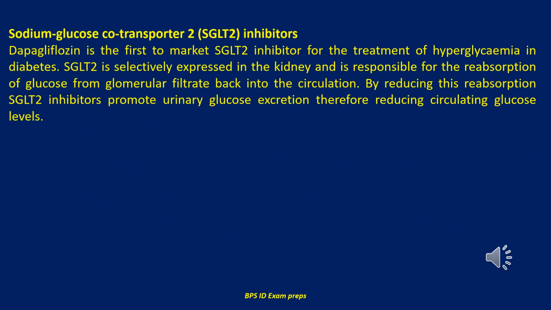Let's progress to sodium glucose cotransporter 2 abbreviated as SGLT2 inhibitors. Dapagliflozin is the first to market SGLT2 inhibitor for the treatment of hyperglycemia in diabetes. SGLT2 is selectively expressed in the kidney and is responsible for the reabsorption of glucose from glomerular filtrate back into the circulation. By reducing this reabsorption, SGLT2 inhibitors promote urinary glucose excretion, therefore reducing circulating glucose levels.